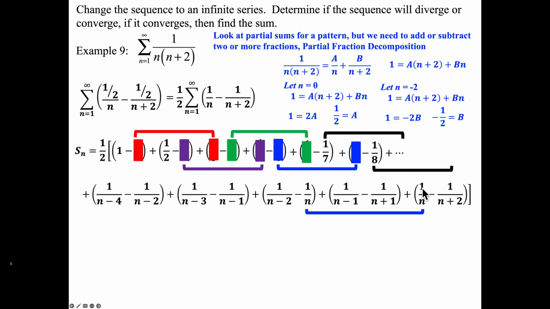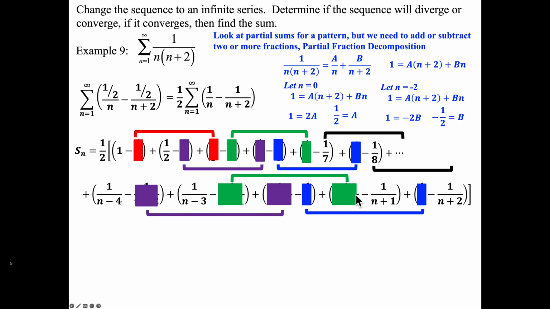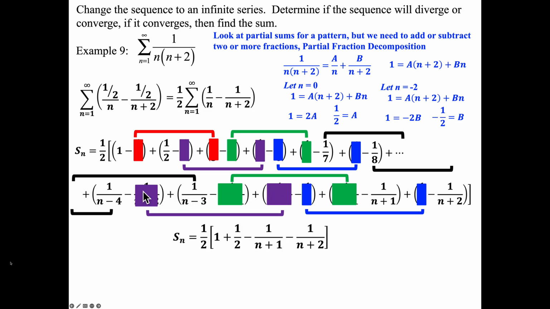So looking at the back end, 1 over n minus 1 over n, they cancel. Let's see, here we go. 1 over n minus 1, it's a negative. Here's the positive. They cancel. And, oh, here's my next one. They cancel. Okay, since this cancels here, this binomial, that means all my binomials will cancel the rest of the way. So it's 1/2 times 1 plus 1/2 minus 1 over n plus 1 minus 1 over n plus 2. That's my nth partial sum formula.